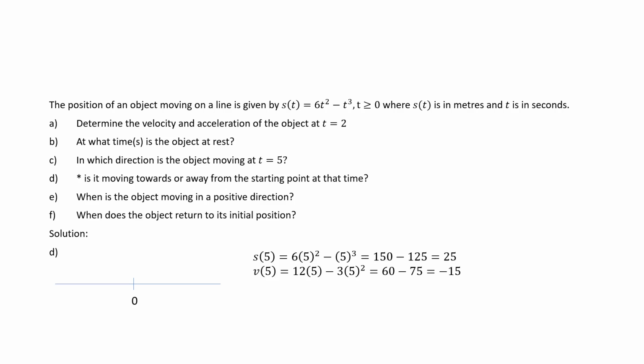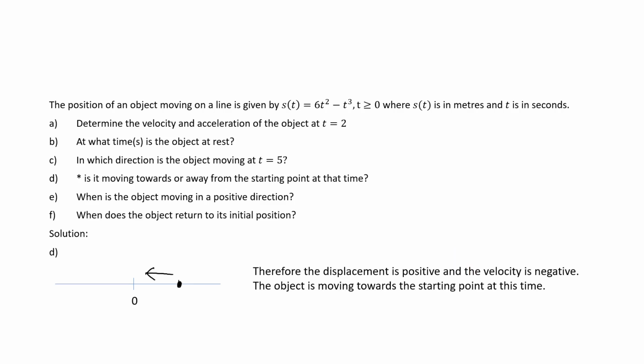So what we do, like we said, is figure out the sign of both our displacement and velocity. At a time of t equal 5, our displacement is positive and our velocity is negative. So we have a situation indicated in the diagram there. Positive displacement, negative velocity. The object's moving toward the starting point at that time.